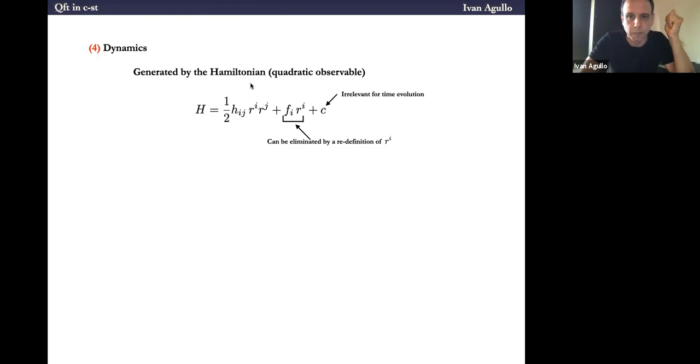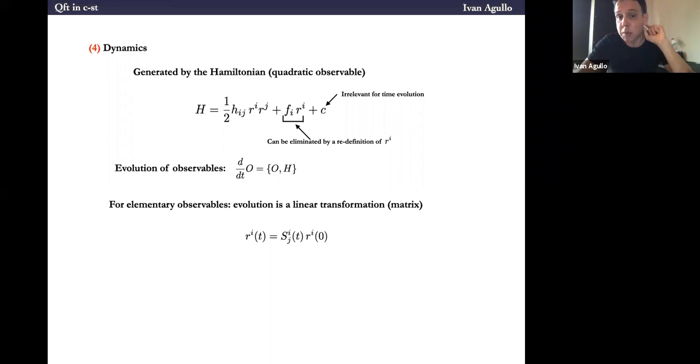Evolution of observables is given by Hamilton's equations. And for elementary observables, evolution is a linear transformation. So the elementary observable at time t is related with the quantity at time zero by a matrix that depends on time, but it's just a matrix. It's a linear transformation.